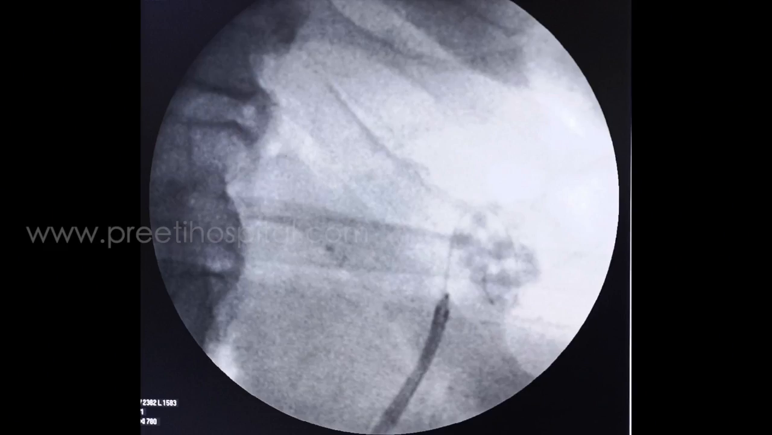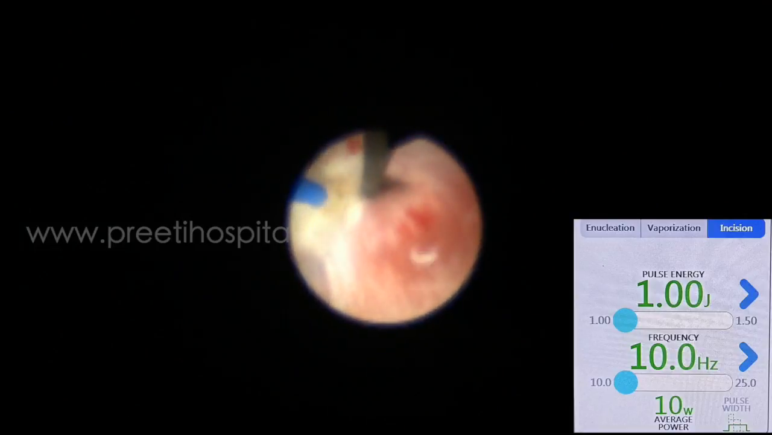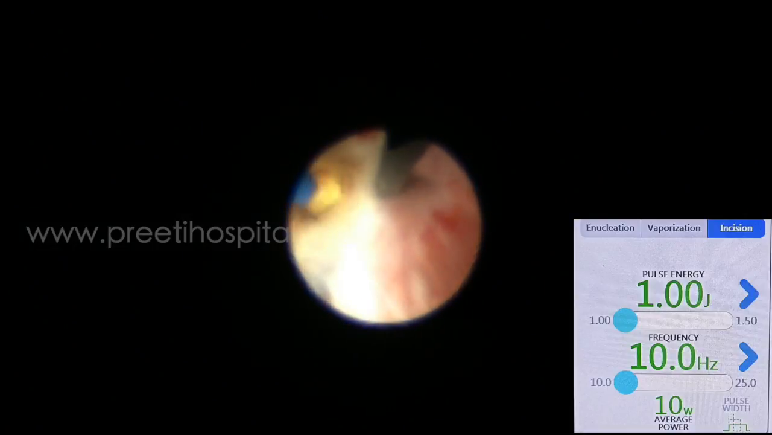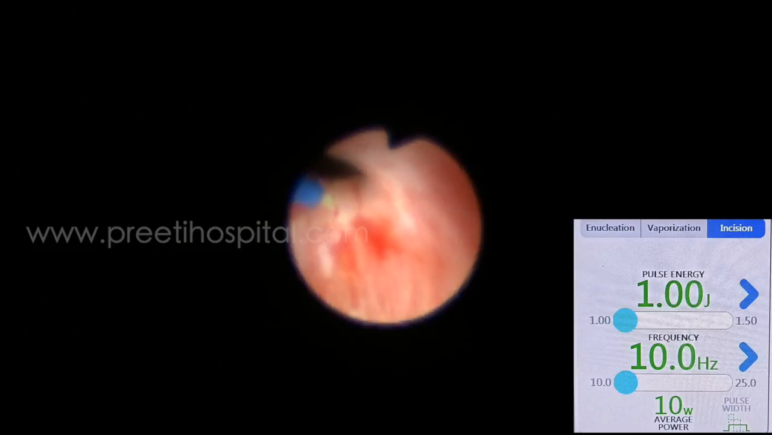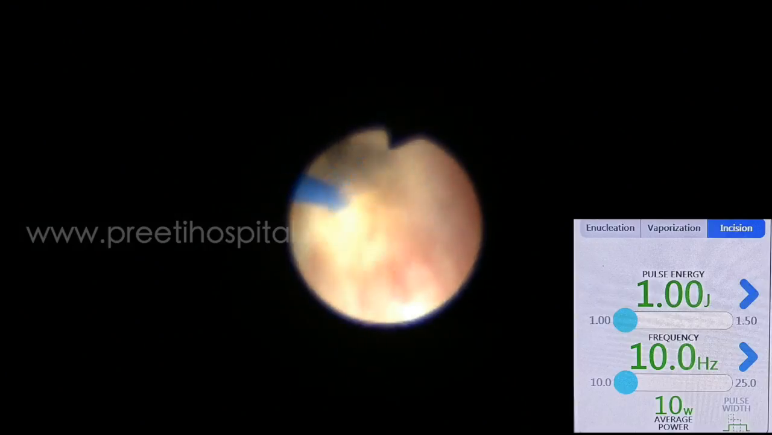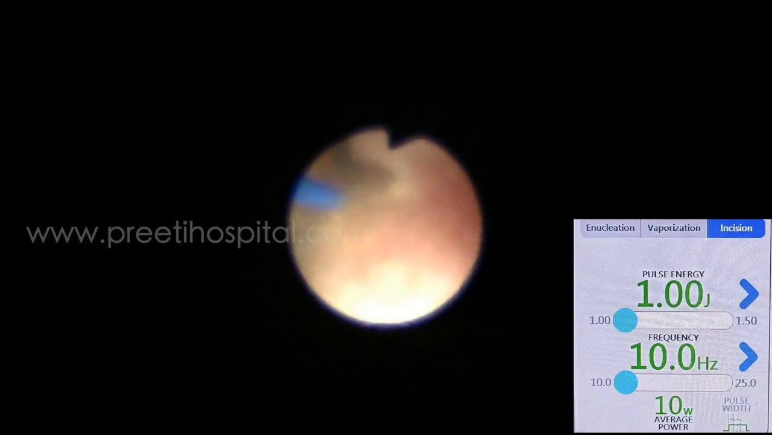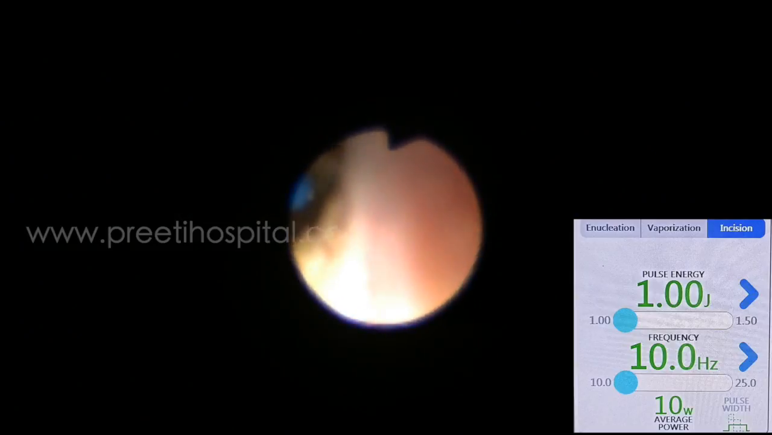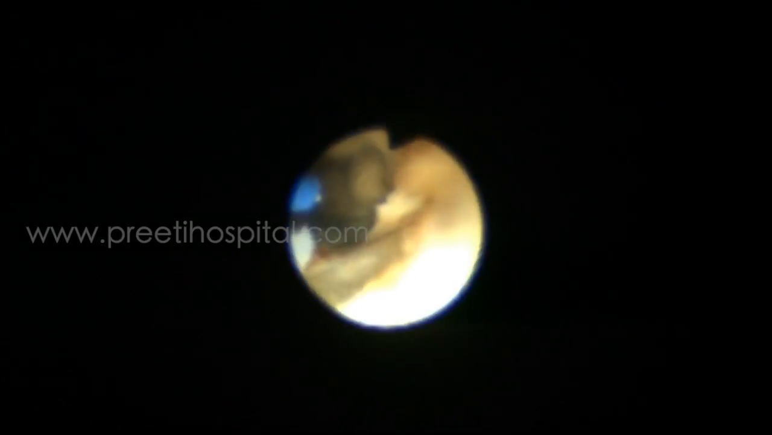Using thulium fiber laser in the soft tissue mode with incision settings of pulse energy 1 joule and pulse frequency 10 Hz, the mouth of the diverticulum is cut open. Multiple radial incisions are given rather than just in one place, just adequate enough for the scope to be negotiable. So once the diverticulum is opened, the scope is negotiated into the diverticular cavity.